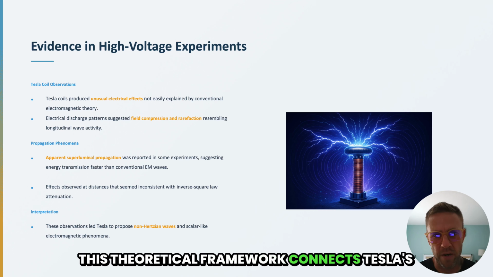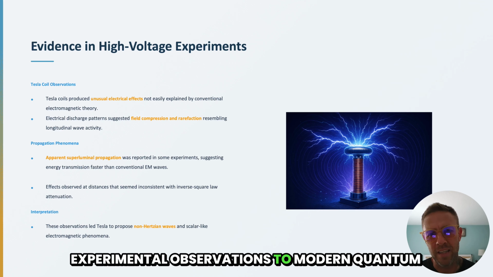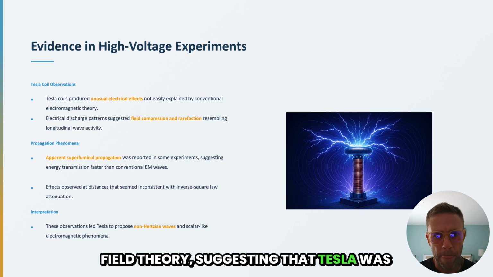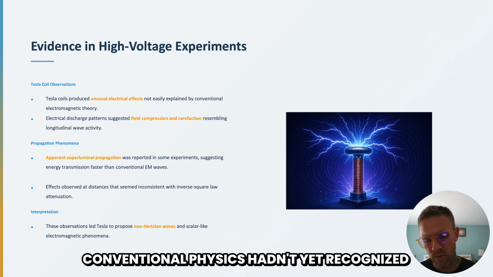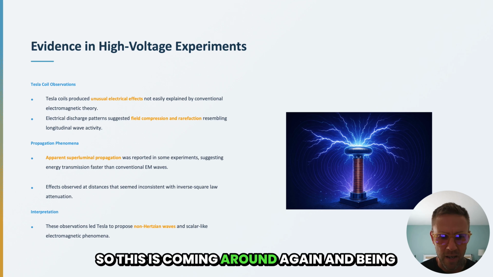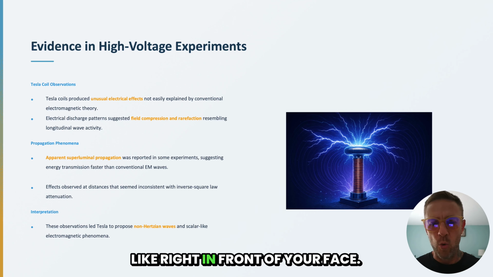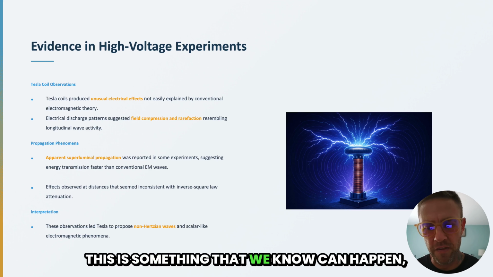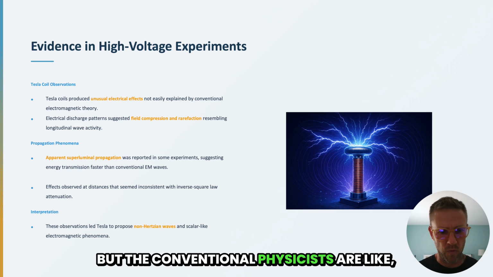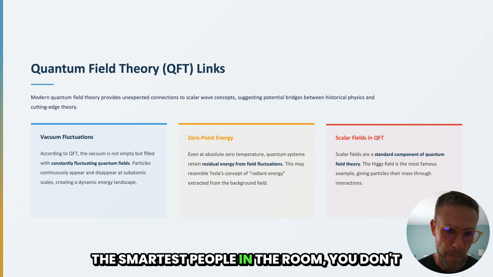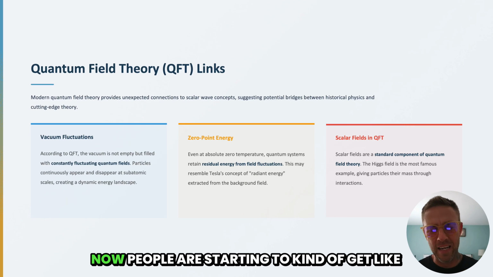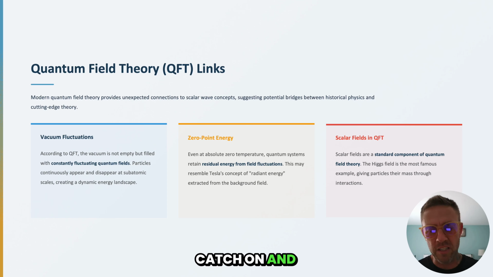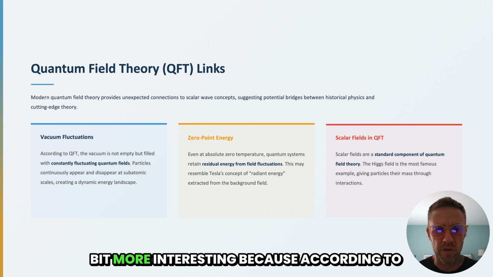This theoretical framework connects Tesla's experimental observations to modern quantum field theory, suggesting that Tesla was detecting scalar wave phenomena that conventional physics hadn't yet recognized. Again, this is coming around and being right in front of your face. Like, this is real. This is something that we know can happen, but the conventional physicists are like, because we don't understand it and we're the smartest people in the room, you don't get to play. Here, when we're looking at quantum theory, now people are starting to kind of catch on. And this is where modern physics gets a little bit more interesting.